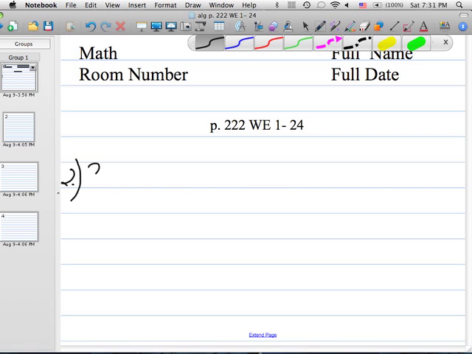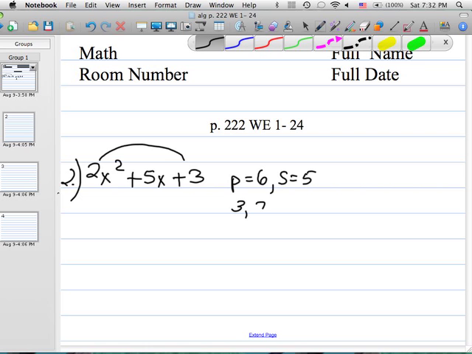So problem number 2, we have 2x squared plus 5x plus 3. And the number in front of x squared is not 1, so we're going to use product sum, split the middle. The product is 6, 2 times 3, and the sum is 5. So our two numbers we want to use are 3 and 2. So we split the middle: 2x squared plus 3x plus 2x plus 3.